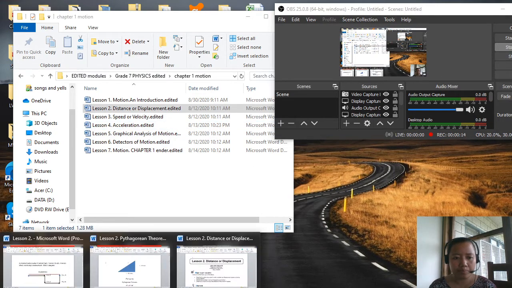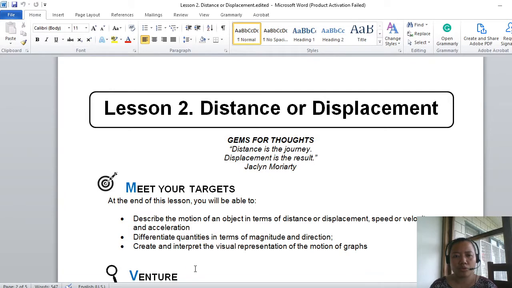So today, kindly open your modules to lesson 2, distance or displacement. Don't forget to read the gems for thoughts. It says, "Distance is the journey, displacement is a result," by Jacqueline Moriarty.